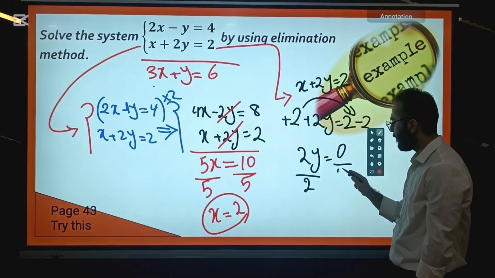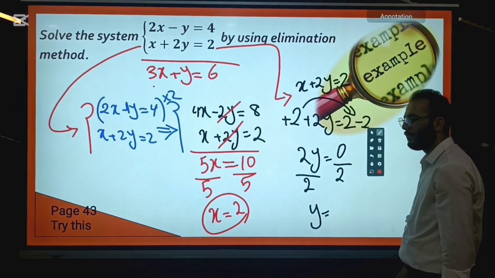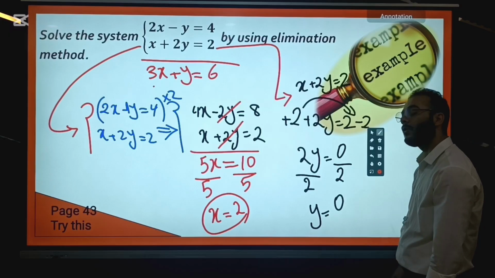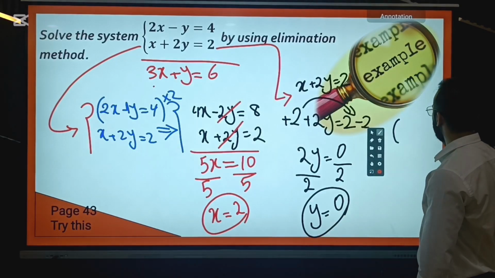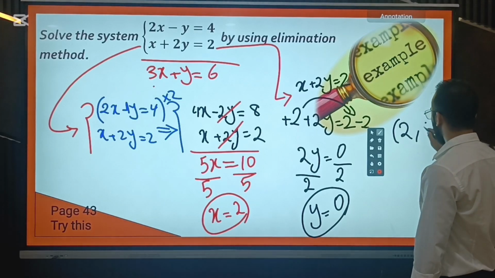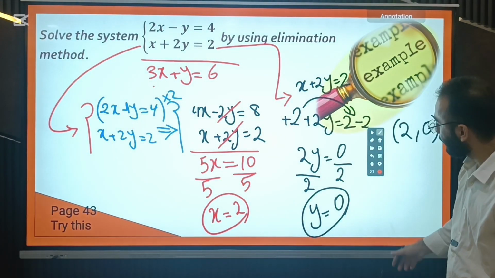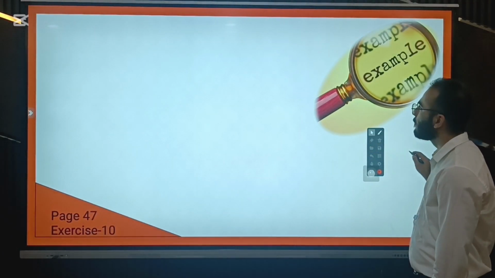Divide by 2, divide by 2. y equals 0 over 2. Do not say 2. 0 over a number is 0. Perfect. So you got the solution. The solution is x and y: x is 2 and y is 0. I hope that you understood it. Perfect. Let's go to the next question.